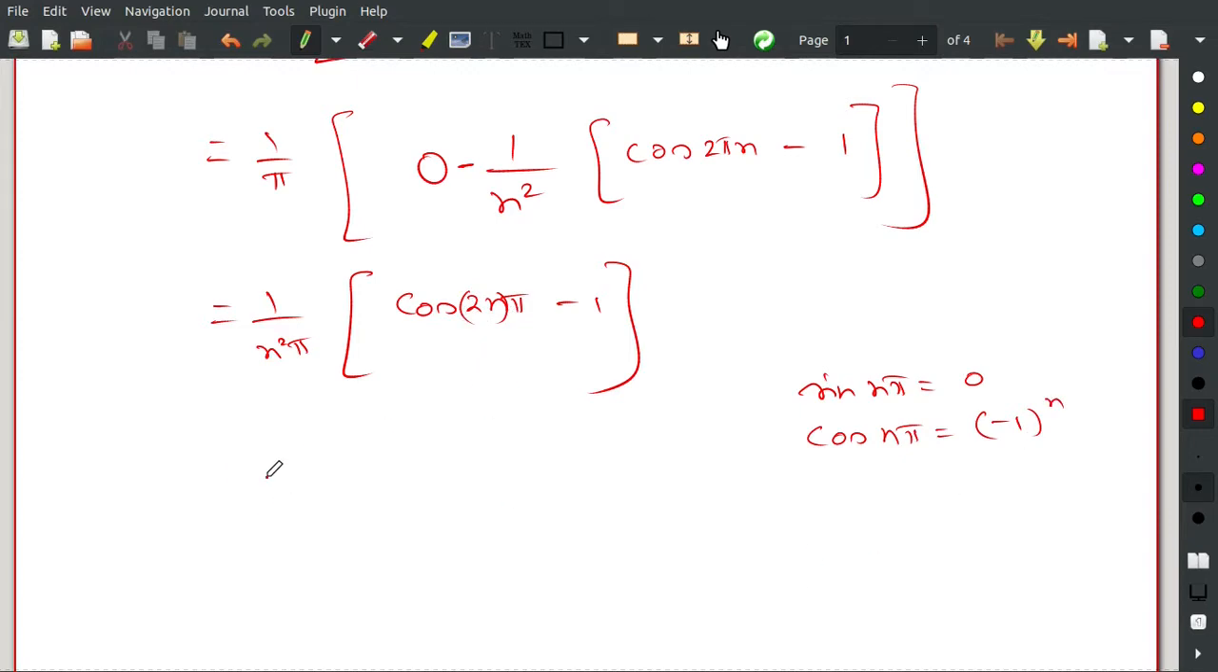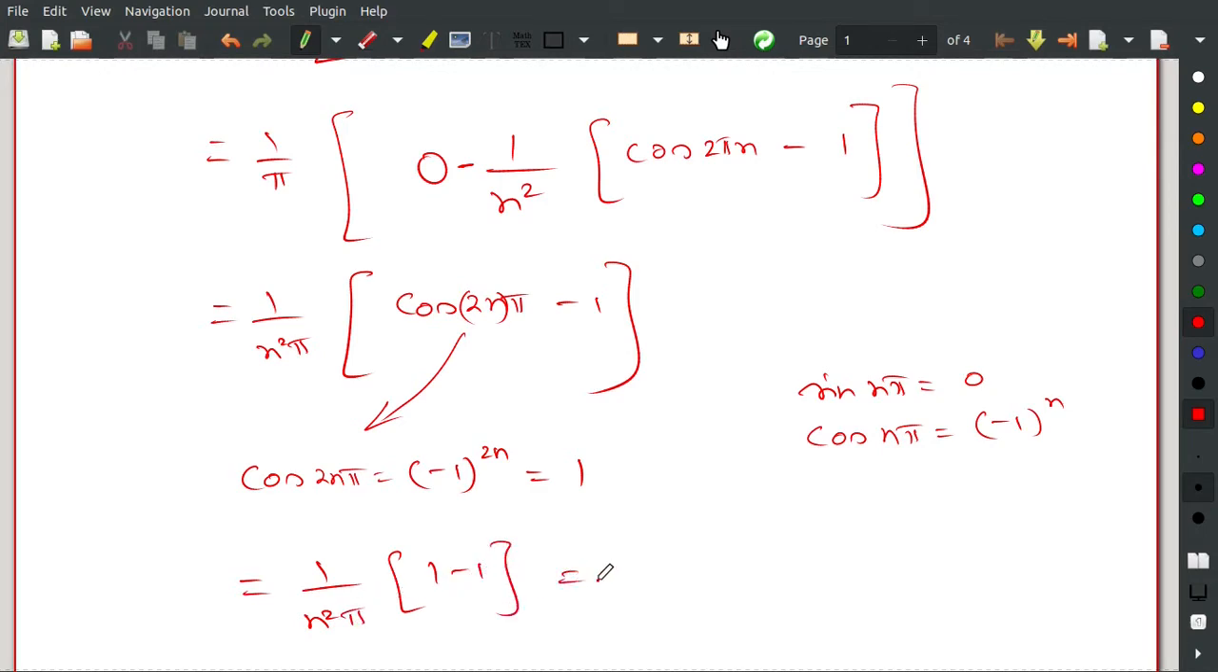So this can be written as cos 2n pi equals minus 1 whole power 2n. For all values of n, we have only even powers, so this is always 1. Therefore we have 1 by n square pi times 1 minus 1, so this is 0. So our an equals 0. Similarly, we have to find bn.